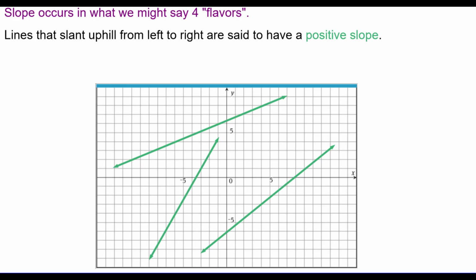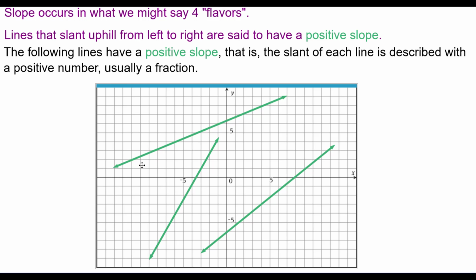Lines that slant uphill from left to right are said to have a positive slope. The following lines have a positive slope. That is, the slant of each line is described with a positive number that's usually a fraction.